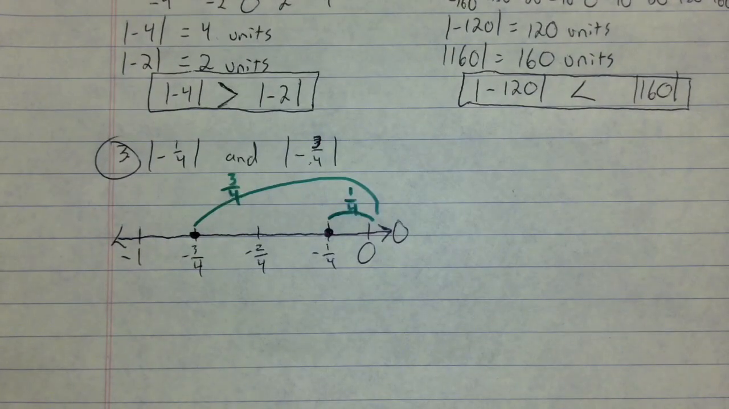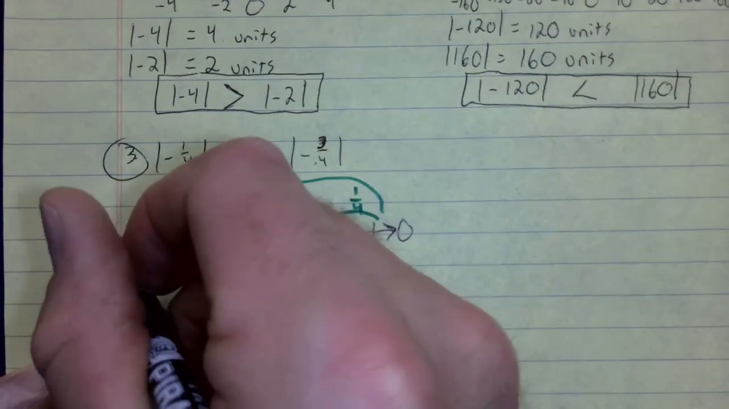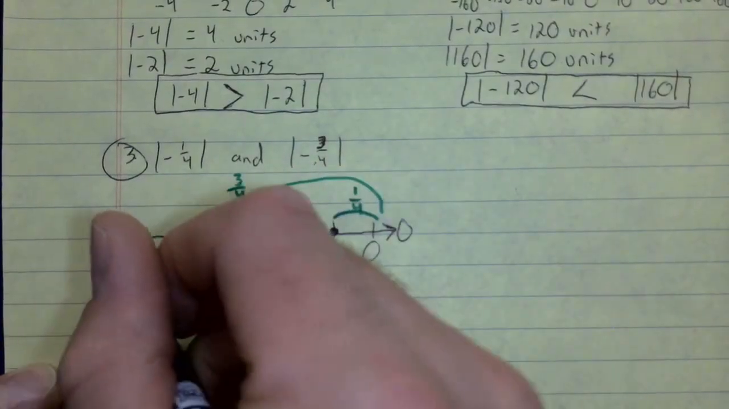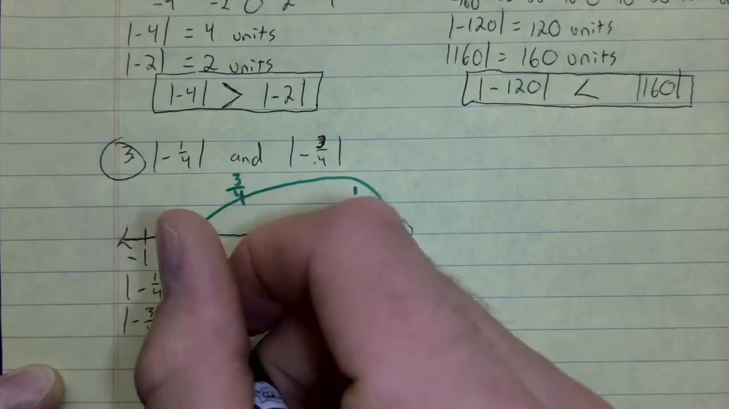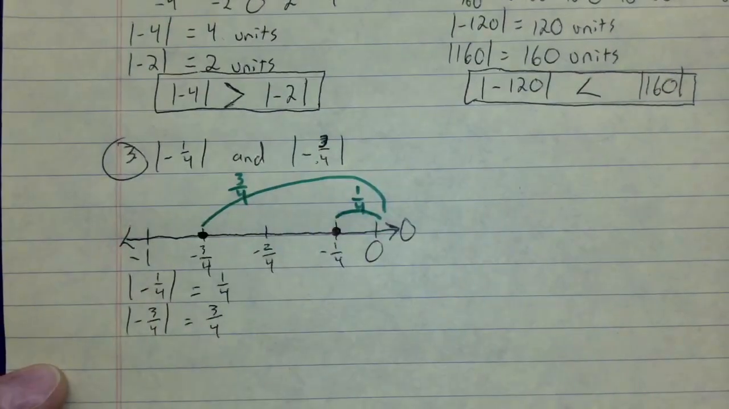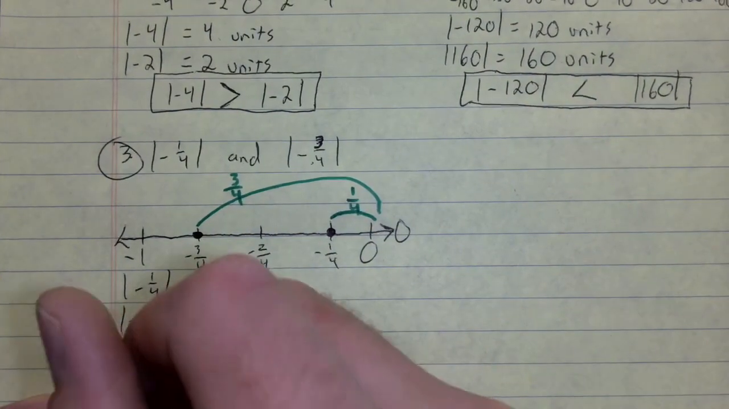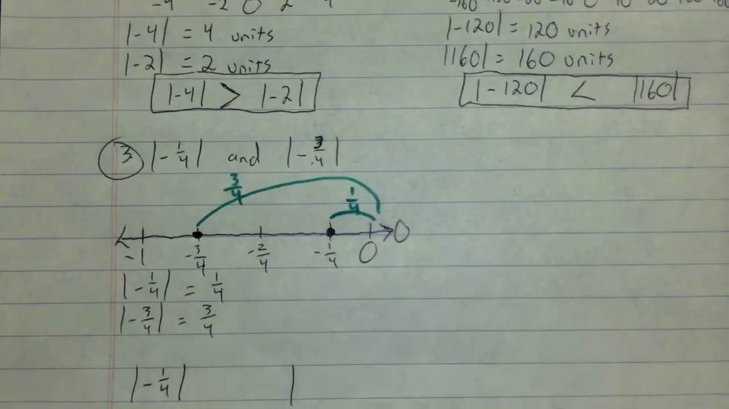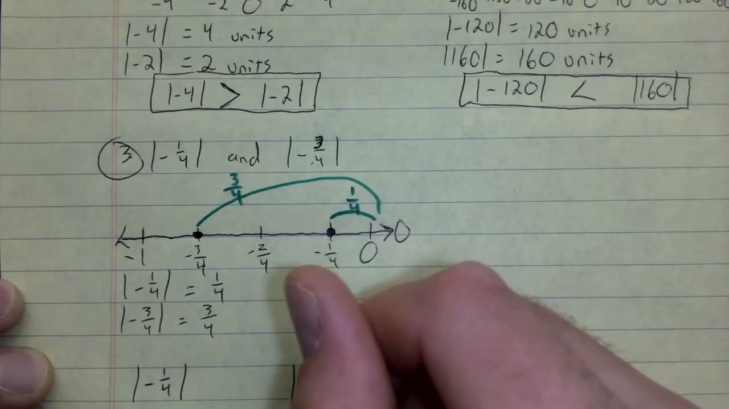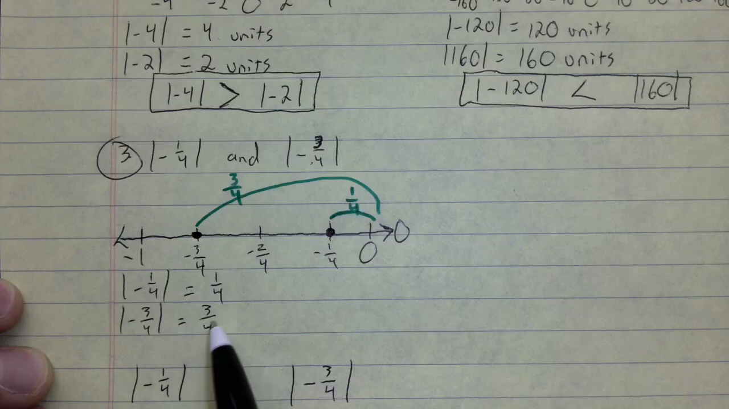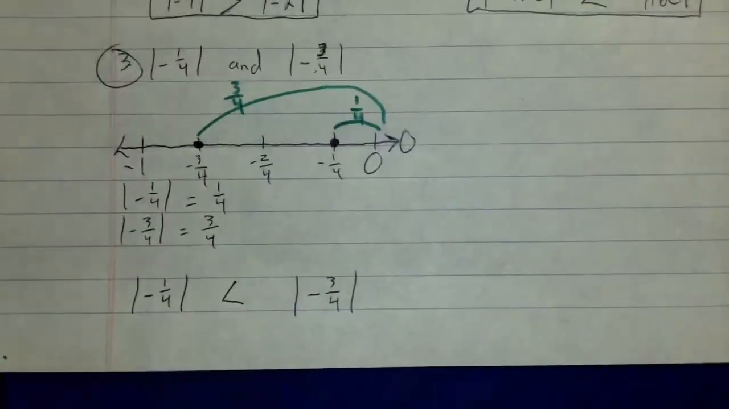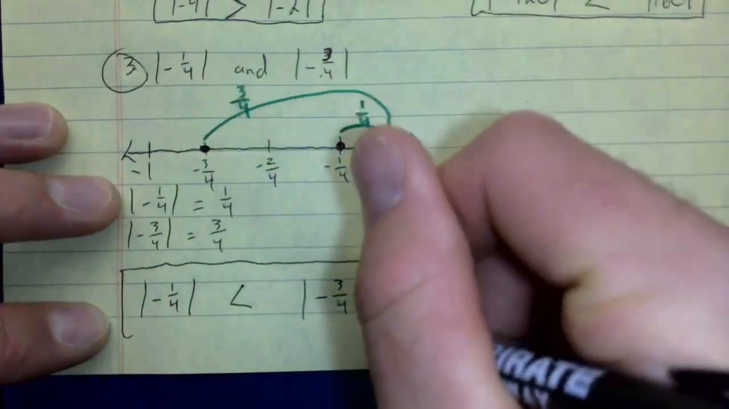So step 1's done. Step 2 is just solve your absolute value. So the absolute value of negative 1/4 is 1/4. And the absolute value of negative 3/4 is 3/4. It's always positive. So step 2 is done. Step 3 is just compare the two. The absolute value of negative 1/4 is what compared to the absolute value of negative 3/4? Well, 3/4 is larger and 1/4 is smaller, so the absolute value of negative 1/4 is less than the absolute value of negative 3/4. Less than is your answer.